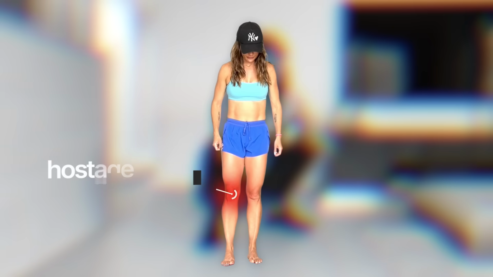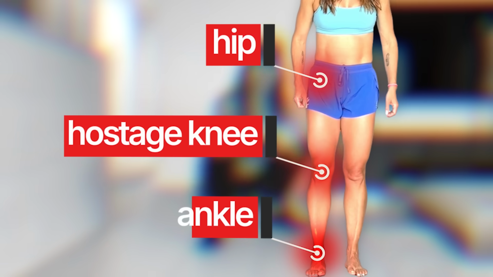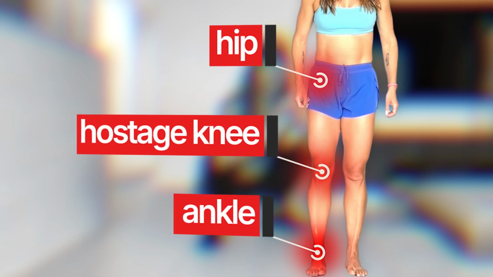But your knee, it is a hostage. It's trapped between your hip and your ankle, and it has zero control over what happens to it. If your foot collapses, your knee pays the price. If your hip drops, your knee pays the price. Your knee is just the middle manager getting blamed for everyone else's mistakes.